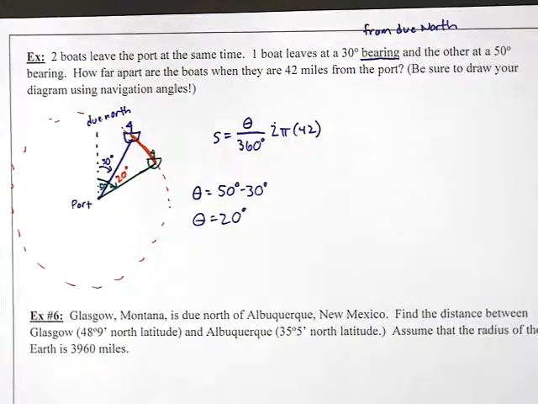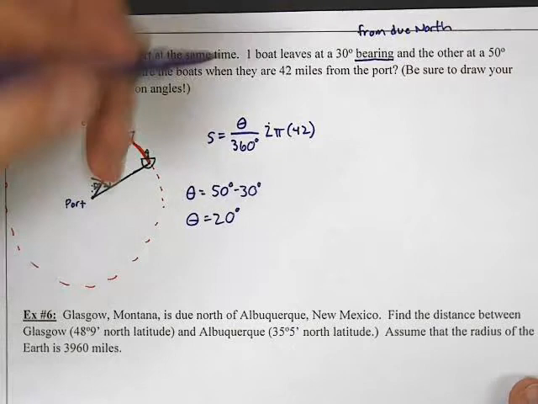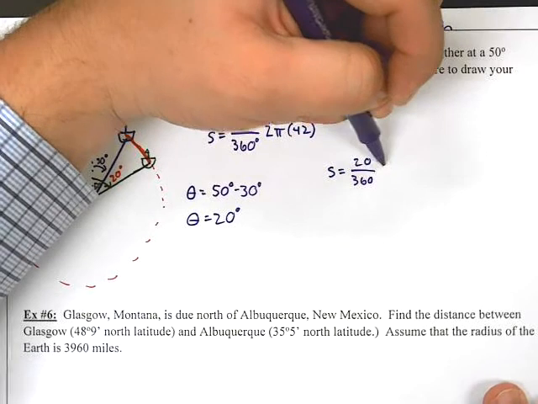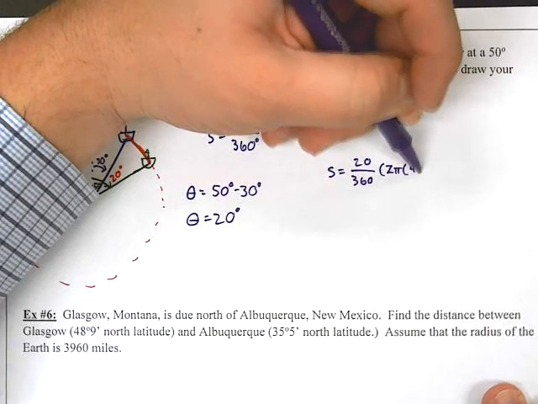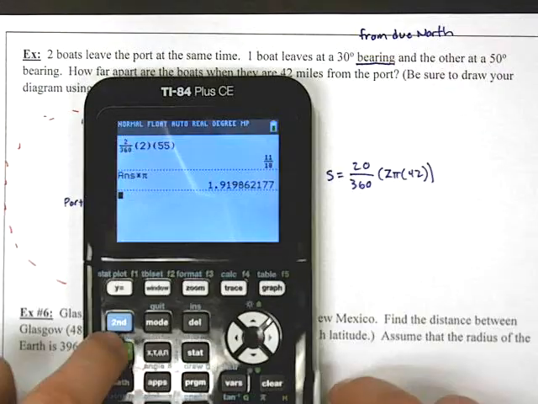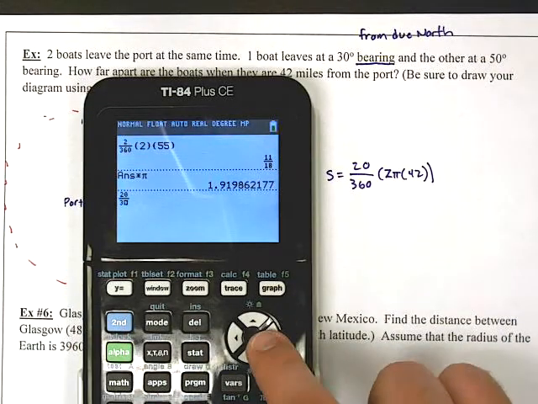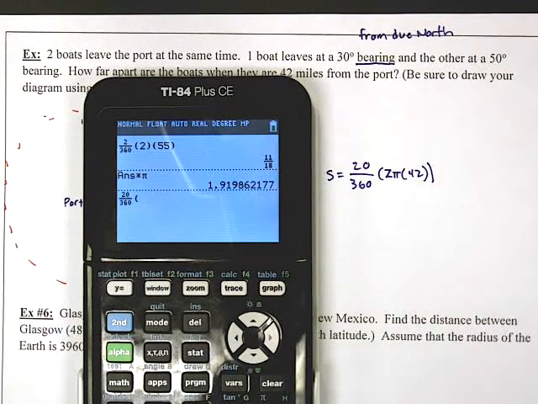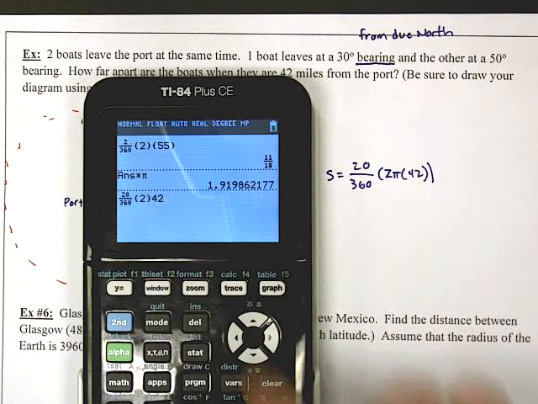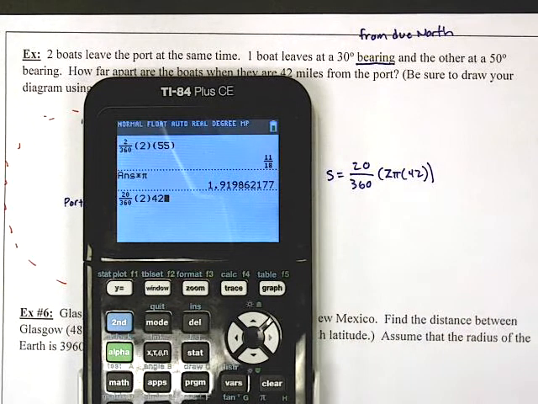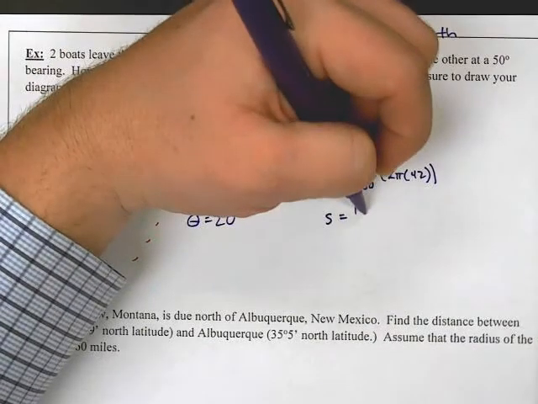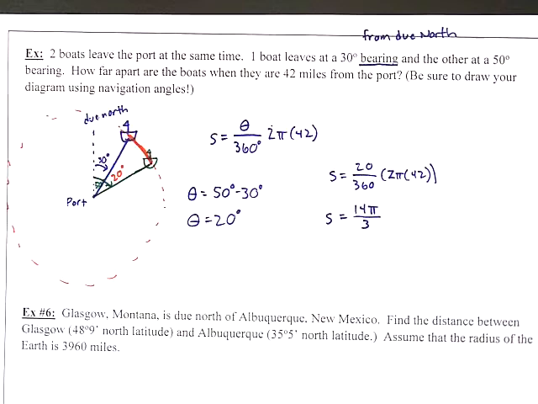Okay? And so now this problem turns into something we can do, right? S equals 20 over 360 times 2 pi times 42. Just to save some time, I'm gonna go right to the calculator here, all right? Alpha y equals 20 over 360 times 2 times 42. Delete, what did I do? Okay, there we go, that's fine. Remember, I'm not using the pi button. So now I know that the arc length is 14 pi over 3, and that would be in miles.